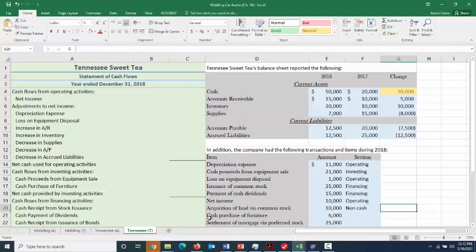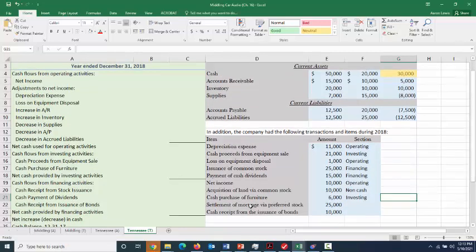We had the cash purchase of furniture up next. Well, cash is changing hands here, so it needs to go into the main body of our statement of cash flows. And what are we spending the cash on? Furniture, which is a non-current asset. And like all non-current assets, like equipment up above, it's going to go in the investing section. By investing in new furniture, we are improving the long-term profitability of Tennessee Sweet Tea.